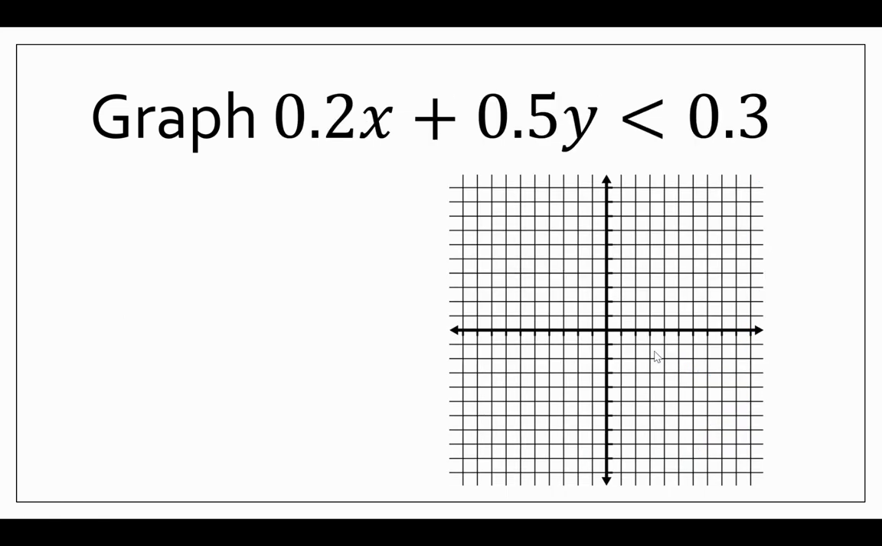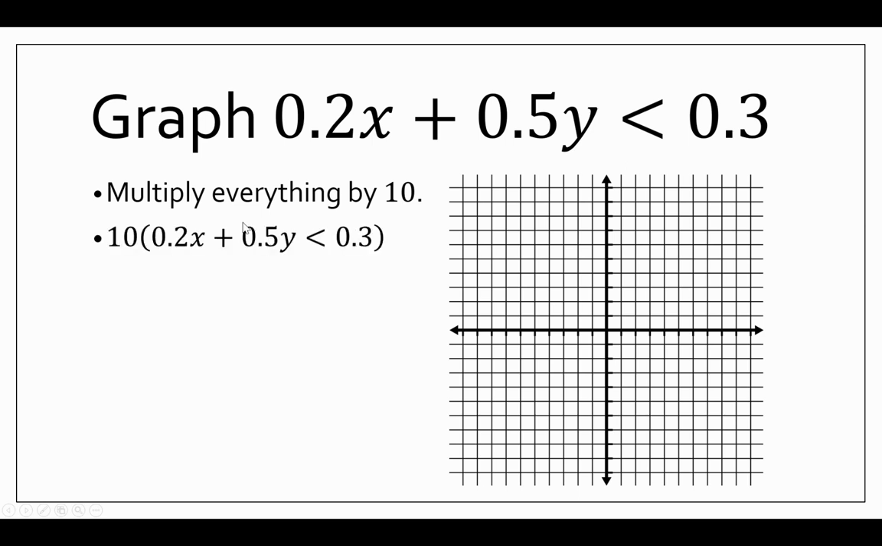Okay, another example here. Let's say we get a problem like this. 0.2x plus 0.5y is less than 0.3. To make this a simpler format for us to use, we're going to multiply all of the parts by 10. So everything gets multiplied by 10, which turns our 0.2 into a 2, our 0.5 into a 5, and our 0.3 into a 3. So we now are working with 2x plus 5y is less than 3.